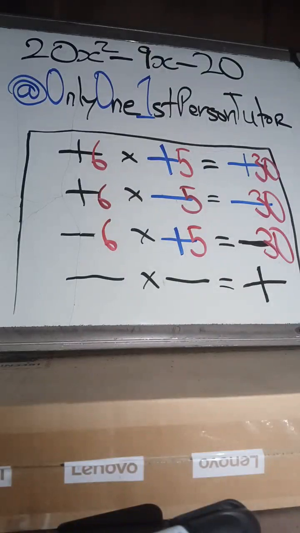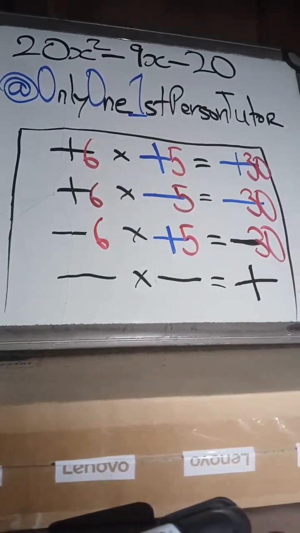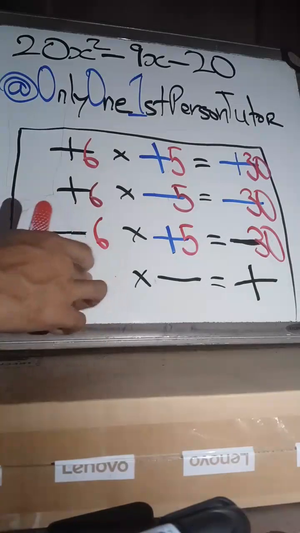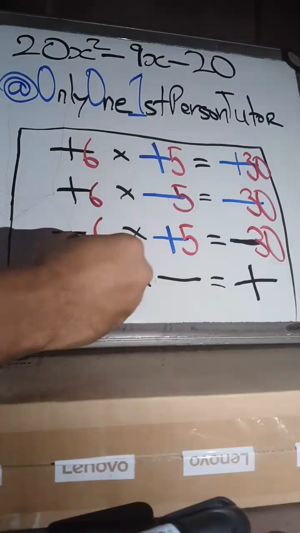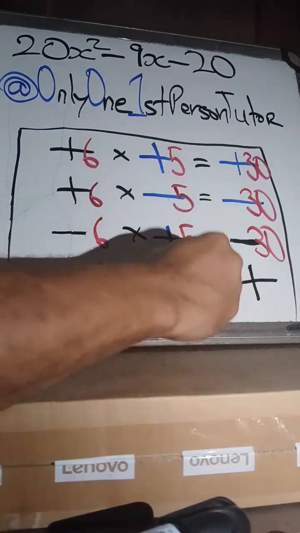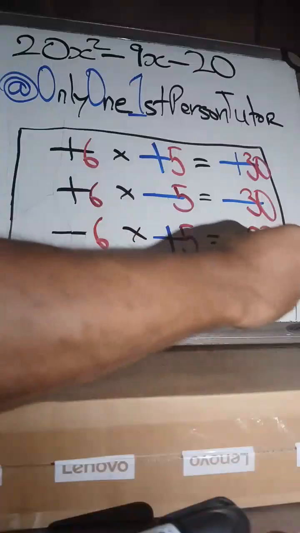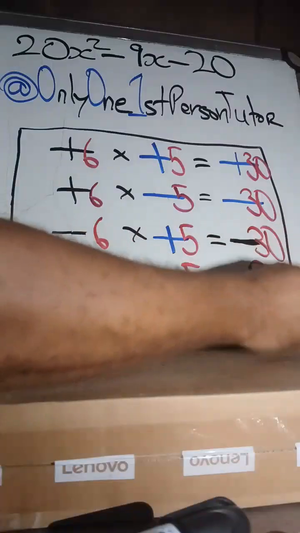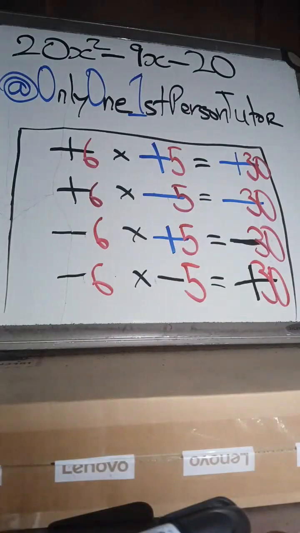So hold on, let me move this a little bit. Yeah, and then now, lastly, a minus 6 times a minus 5 results in a positive 30. Right?